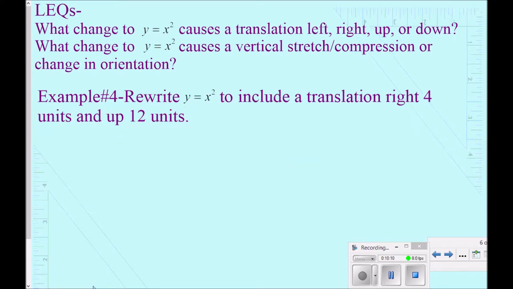Next one. So this time I'm giving you the translations and you have to write the equation. Well, we're remembering that left and right, that's inside the parentheses being squared. So I'm going to write parentheses and squared. And I'm going to look here. It says right 4. So if you remember, right is minus. And then it says up 12. So remember, up is after the squared. And so that's going to be plus 12. So that's our equation.